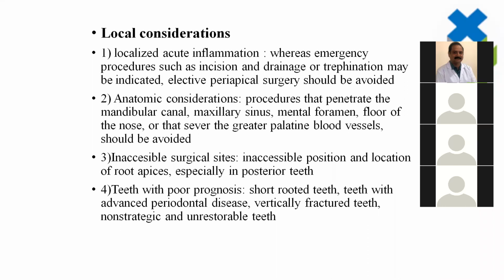Teeth with poor prognosis, such as short-rooted teeth, because we are going to cut the apical one third. Short-rooted teeth are not candidates for periapical surgery. Vertically fractured teeth and non-strategic, unrestorable teeth are also not candidates for periapical surgery.